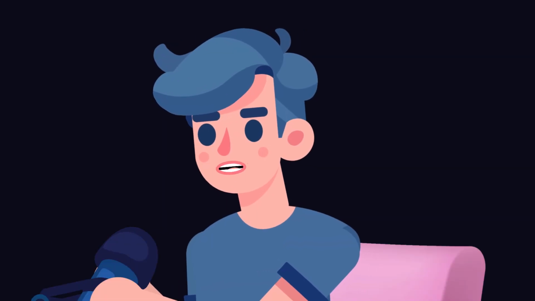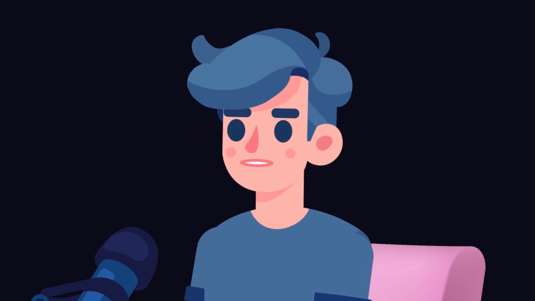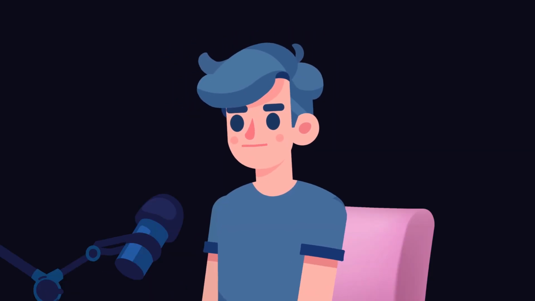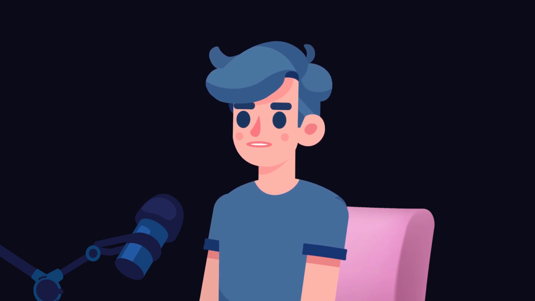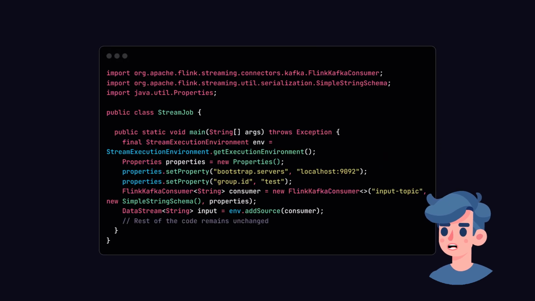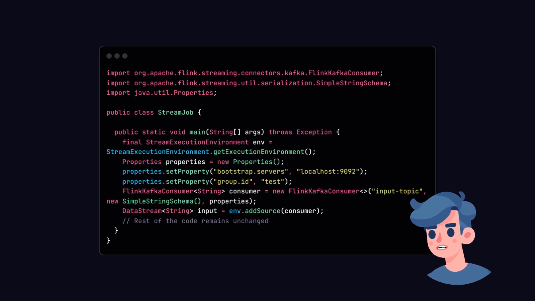Now, let's dive deeper. In real-world applications, data often comes from sources like Kafka, file systems, or sockets. So, let's modify our application to consume data from a Kafka topic. To do this, we need to add dependencies for Flink Kafka. Modify the pom.xml file to include the Kafka connector. Now, we can integrate the Kafka consumer into our Flink job. Modify the StreamJob class to include the Kafka source.